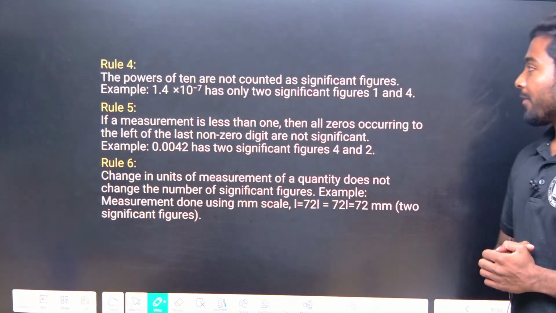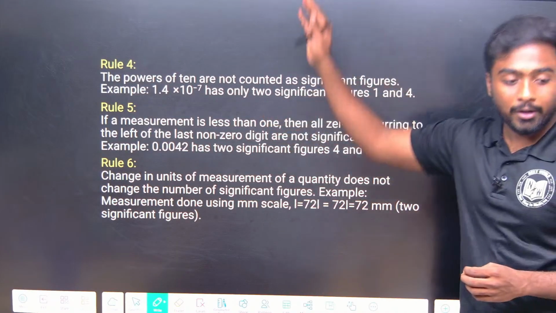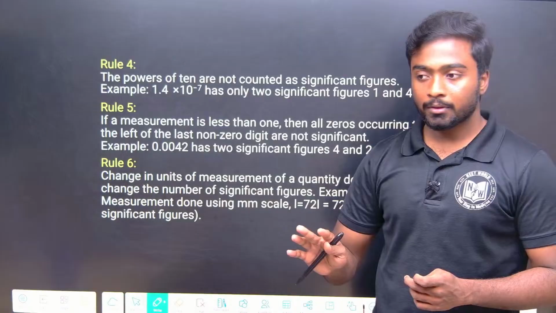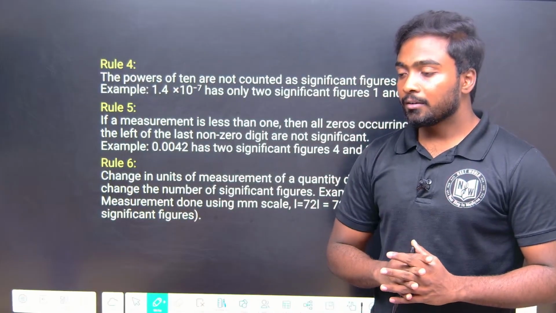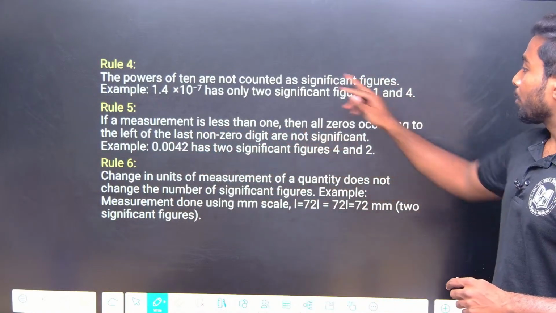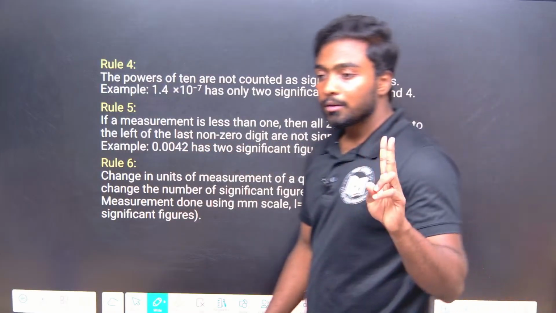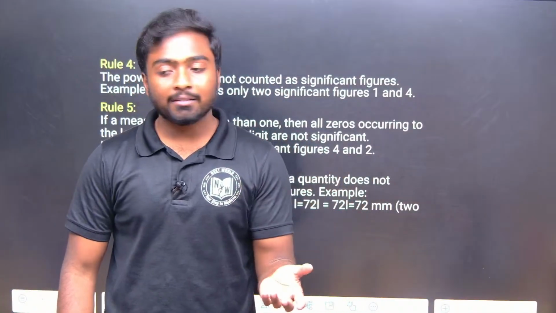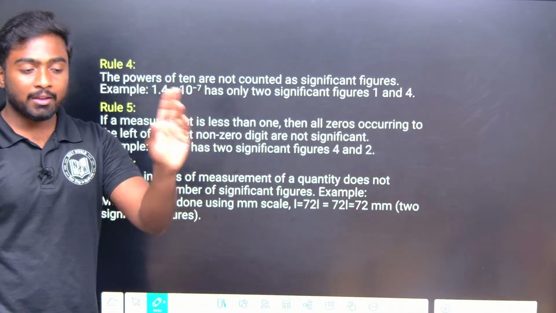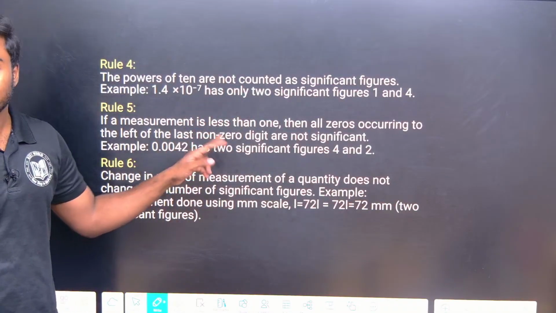Rule number 4, the power of 10 is not counted as a significant figure. Power of 10 means exponents. It can be positive, it can be negative, but it should not be considered significant. Rule number 5, if a measurement is less than 1, then all zeros occurring to the left of the last non-zero digit are not significant. A number less than 1 means 0 point something. The zeros before the non-zero numbers are considered non-significant.